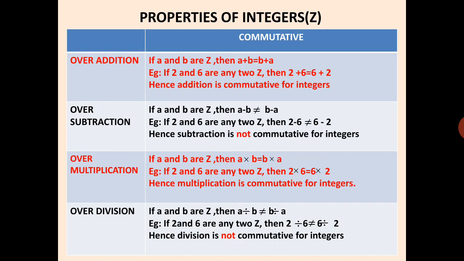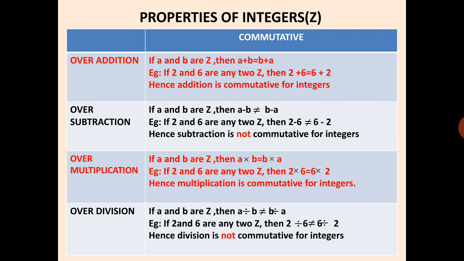Let us move to the next property, that is commutative property. Now in commutative property, what you check is the order of addition, subtraction, whatever we are discussing about. Here, let us begin with the very first operation, that is addition. Now, if a and b are Z, that is any integers, then a plus b equals b plus a. That actually means you add the numbers in any order. You add the first to the second or second to the first, the answer remains the same.